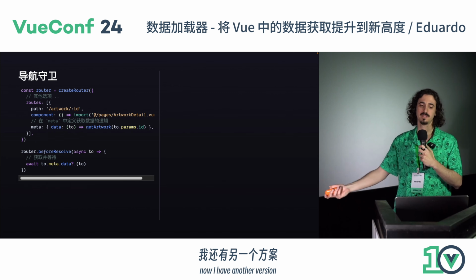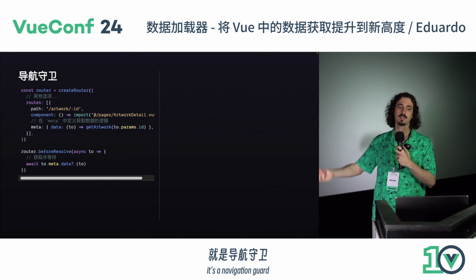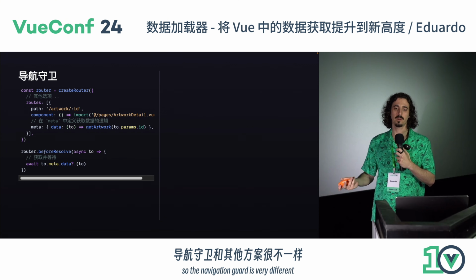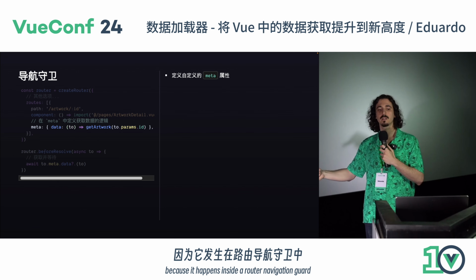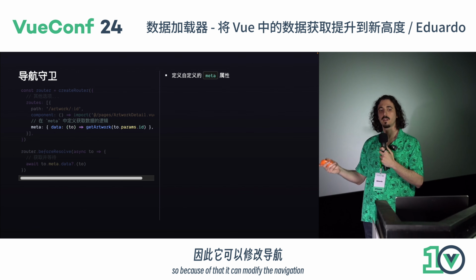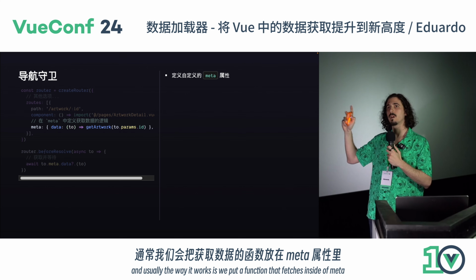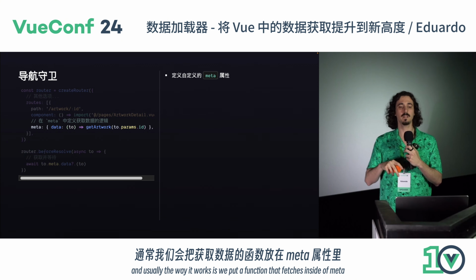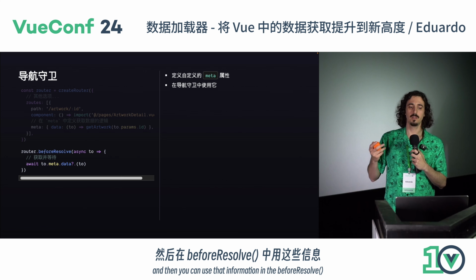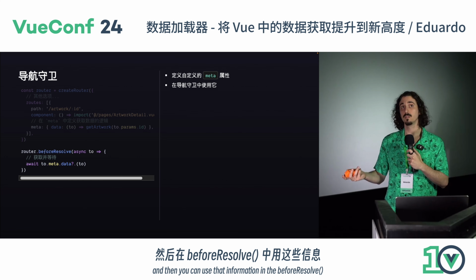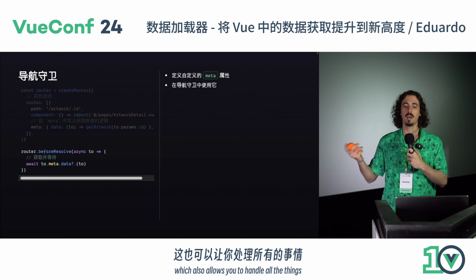Now I have another version, which some of you might recognize. It's a navigation guard. The navigation guard is very different because it happens inside a router navigation guard. Because of that, it can modify the navigation, right? Usually the way it works is we put a function that fetches inside of meta, which allows you to put anything you want. Then you can use that information in a beforeResolve in order to await the call, which also allows you to handle other things.